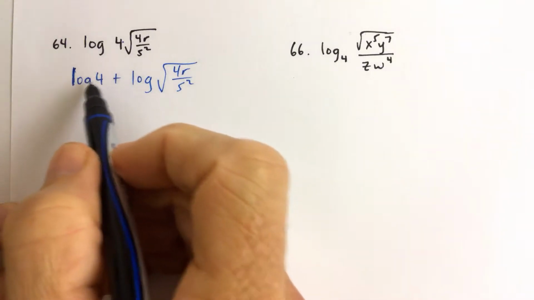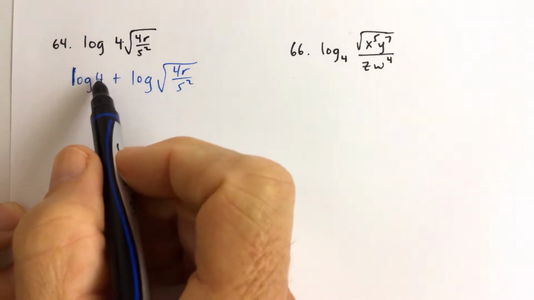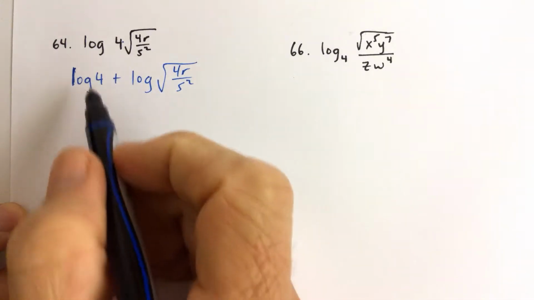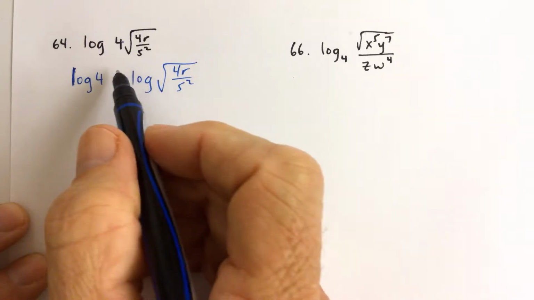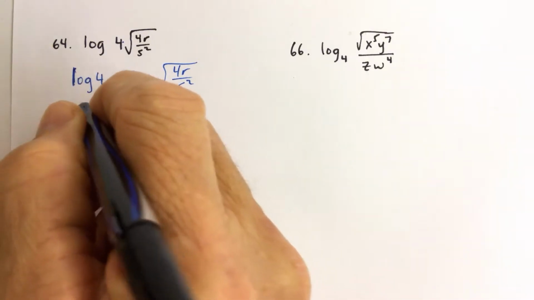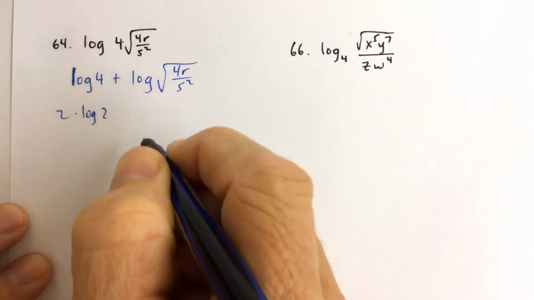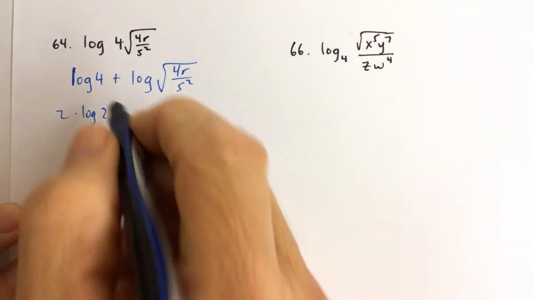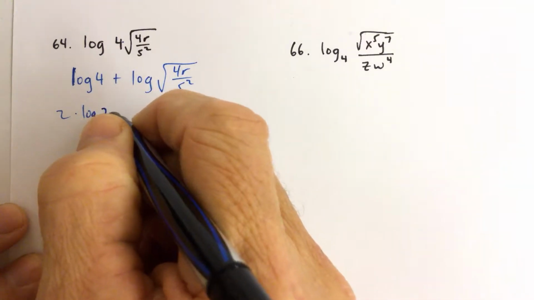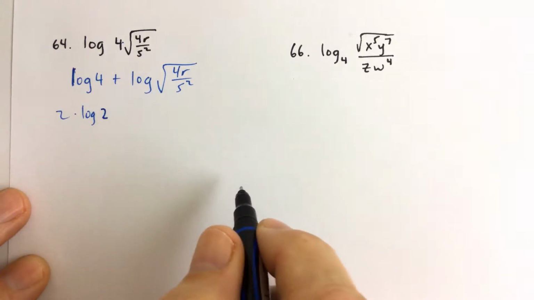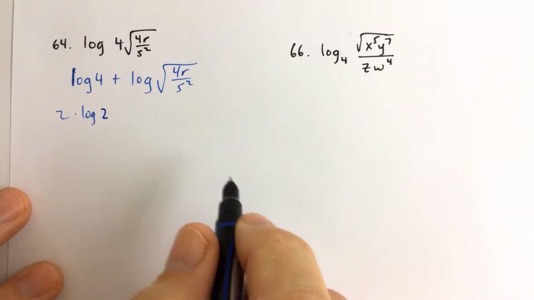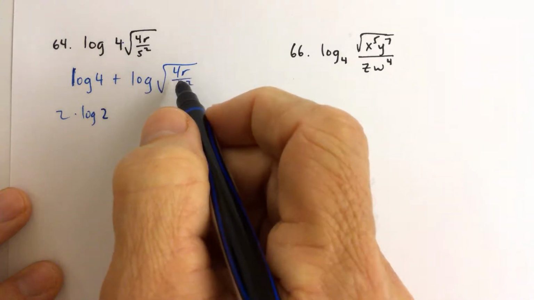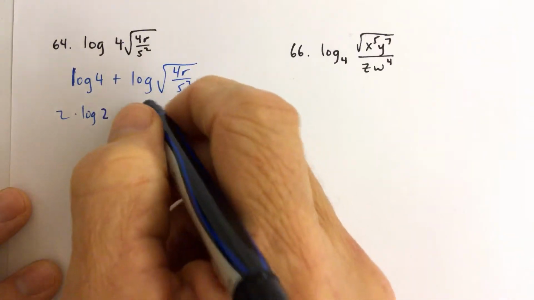Log of 4, we can't adjust that anymore. We can't simplify that or expand it anymore. We could do 2 squared, I guess, and write that as 2 times the log of 2. We could expand it like that. I'm not assuming that the book wants us to do that, but anyway, if we need to do that, we could.